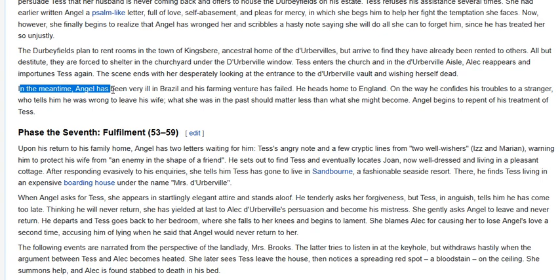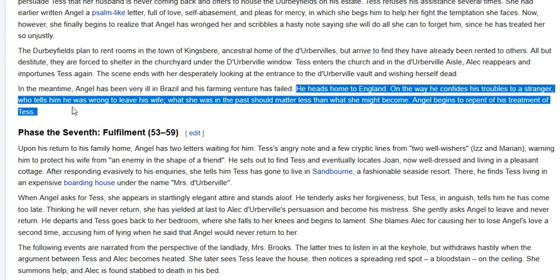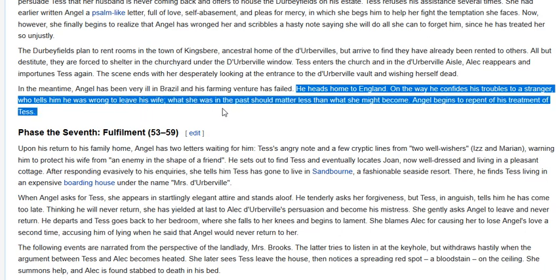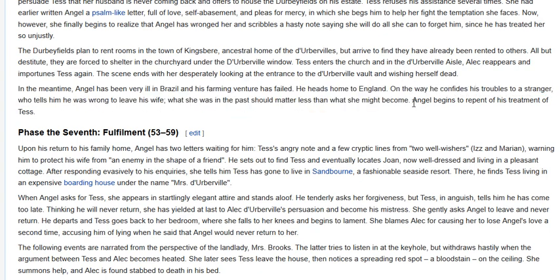In the meantime, Angel has been very ill in Brazil and his farming venture has failed. He heads home to England. On the way, he confides his troubles to a stranger, who tells him he was wrong to leave his wife Tess. What she was in the past should matter less than what she might become, or what she is at present. Angel begins to repent of his bad treatment of Tess.